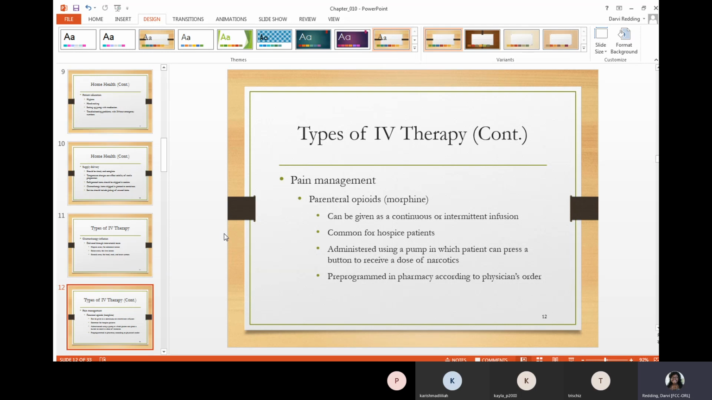Now with parenteral opioids, they're commonly seen for hospice patients. When hospice patients are at the stage where their life is ending, sometimes people can be in pain, and so it's commonly used for hospice patients so they can be at least as comfortable as possible during that transition. Now with pain management, they are administered using a pump in which a patient can press a button to receive a dose of narcotics.